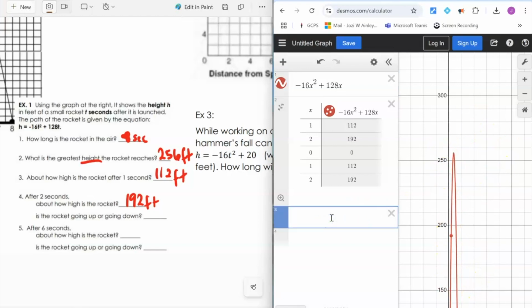And we can just put that in there. So I can say 192. So I can put the coordinate 2, 192. And this is the point right here. So you can see it's clearly going up. Is the rocket going up or going down? So this one is going up.